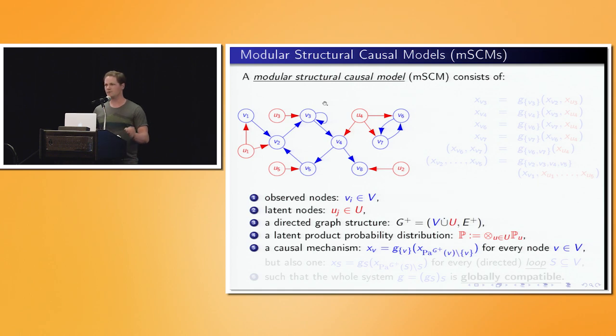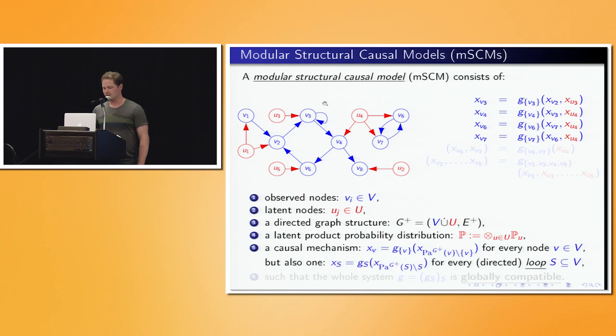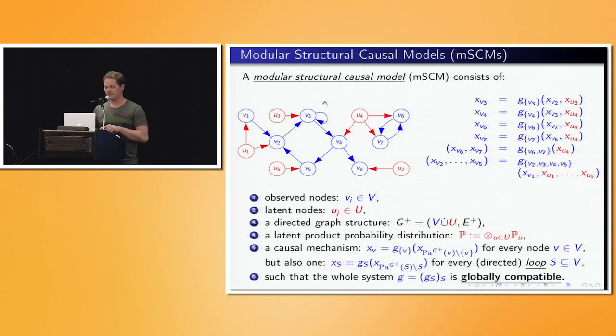For every node, we need a structural equation for the node given its parents. That's the usual assumption, that the parents are the direct causes, and we need to model this. But the new thing is that we also need to model functions for every cycle, because we need to say what the global functional relations are, and we need to do this in a way such that the whole system is globally compatible.